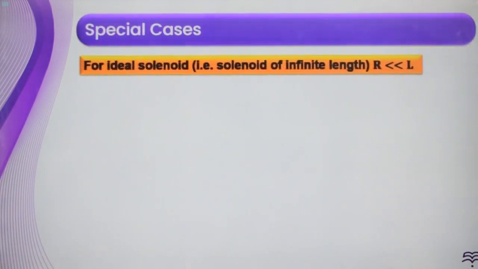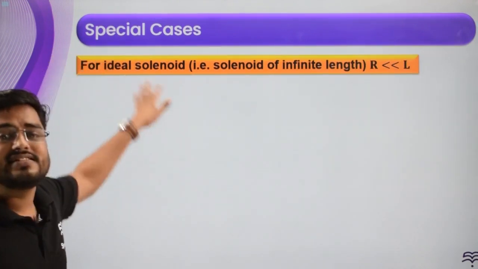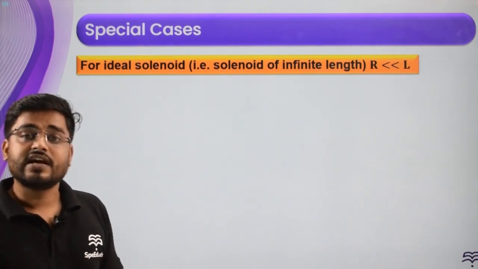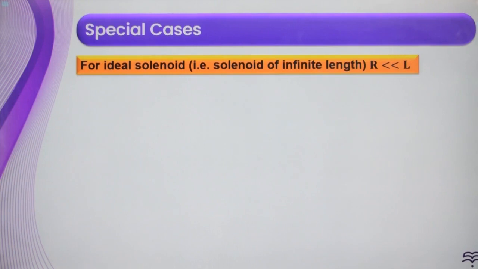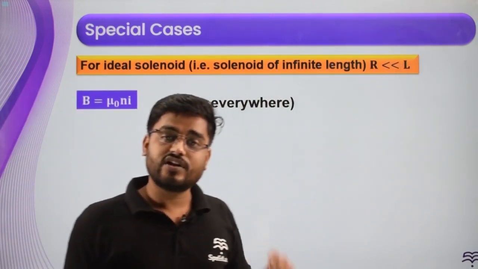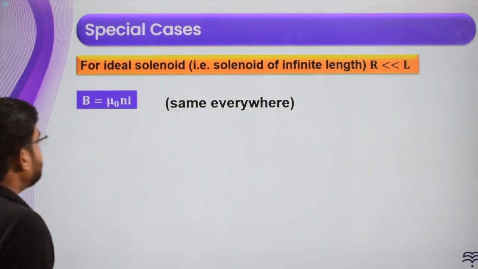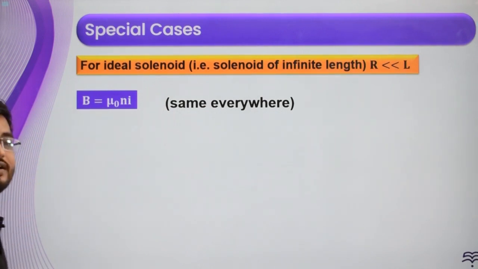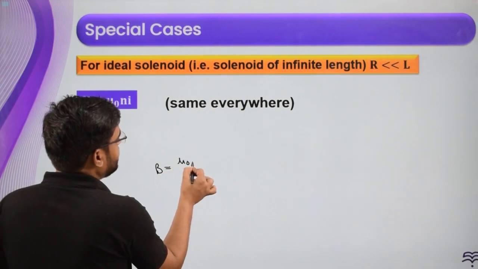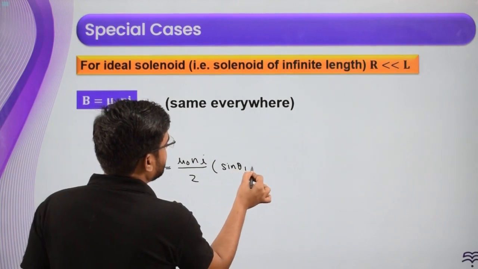And now we are discussing some of the special cases. First is ideal solenoid. What is ideal solenoid? Ideal solenoid is the solenoid which is having infinite length. Either infinite length, or the other condition is the radius of the solenoid has to be way smaller when compared to length. Okay, so we'll say it will simply become mu naught n I. So how? The formula was mu naught n I by 2 (sine theta 1 plus sine theta 2).